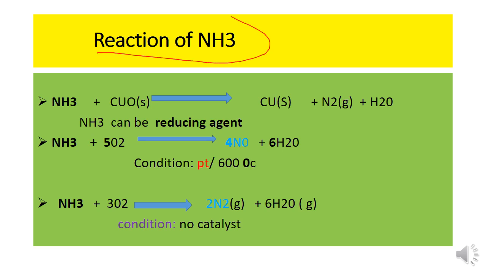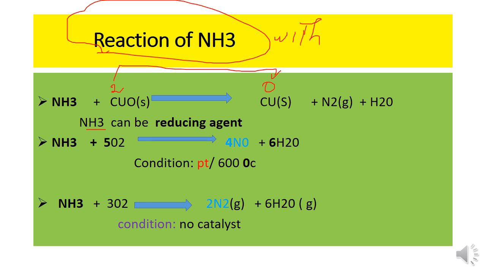Then we are going to see the reaction of ammonia with other elements or compounds. Let us start with this reaction. Ammonia reacts with this to produce this, and nitrogen dioxide and water. Here, ammonia acts as a reducing agent, because here our copper is +2, but here it is 0. It moves from +2 to 0. This is reduction, and there is also oxidation.